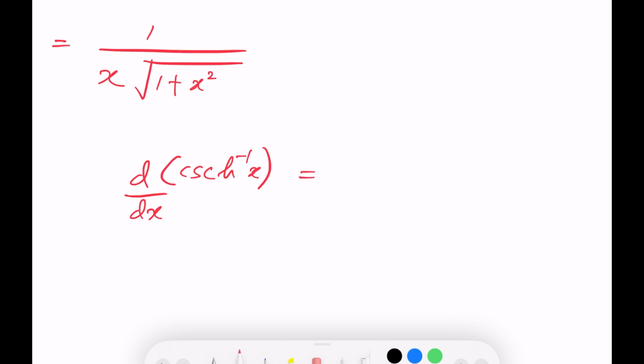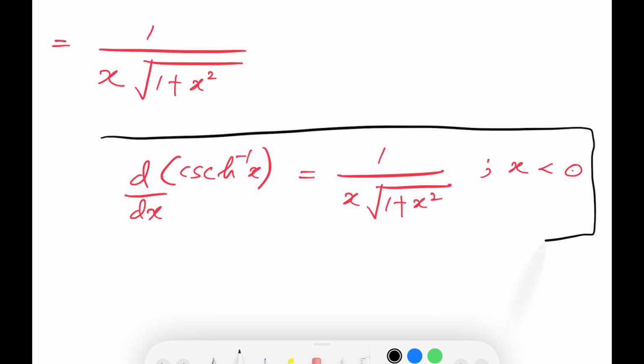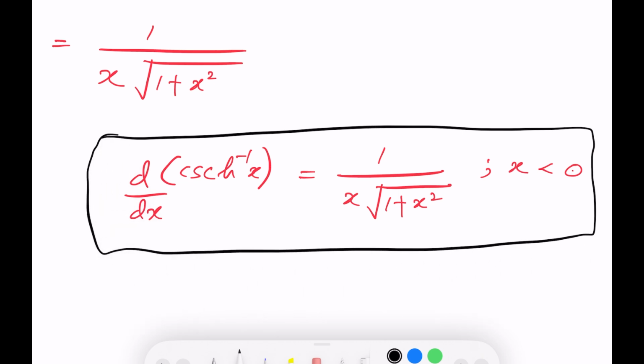Look at this. This is equal to 1 over x times square root 1 plus x squared. We obtained this result for x less than 0. This is also another important result. However, remembering two results under two different scenarios, such as x greater than 0 and x less than 0, is a little bit difficult. Therefore, we will see if we can combine these two results.